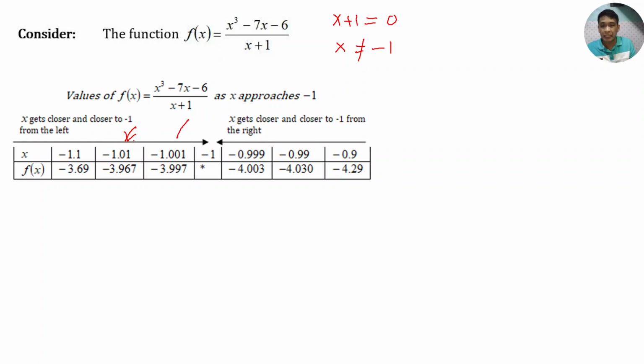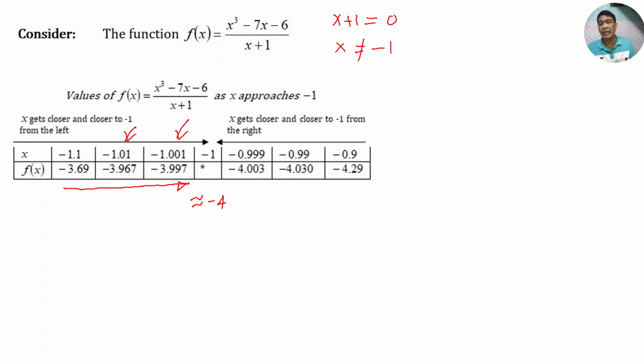So, lapit pa tayo ng konti, that's negative 1.001. So, pag sinubstitute natin, ang makukuha natin ay negative 3.997. So, kung mapapansin natin, habang lumalapit siya dun sa negative 1, so this is negative 3.69, magiging negative 3.967, magiging negative 3.997. So, habang lumalapit, mas nakakakuha tayo ng value approximately equal to negative 4.